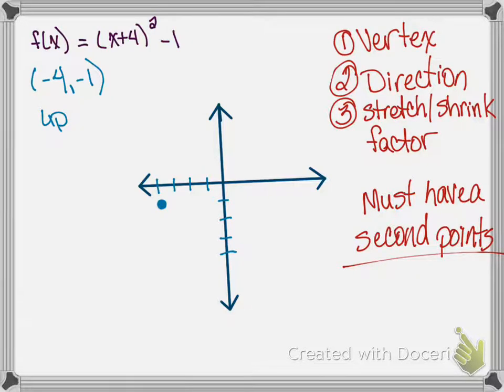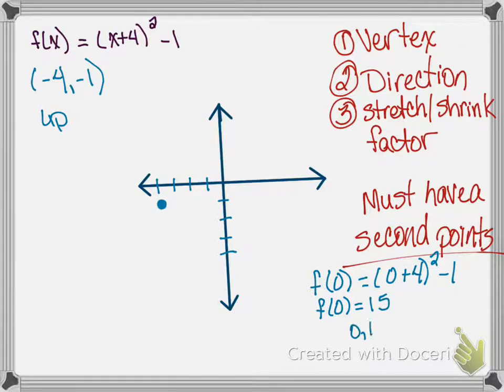Now, one of my very favorite numbers is 0 because it makes my life easier. So I almost always see if I can plug 0 in. Okay? So I'm going to do f of 0. That just means I'm plugging 0 in for x. 0 plus 4 squared minus 1. What's 0 plus 4? It's 4. What's 4 squared? 16 minus 1. 15. So this ordered pair right here is 0, comma 15.